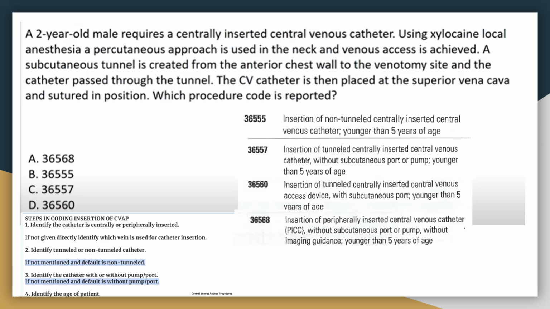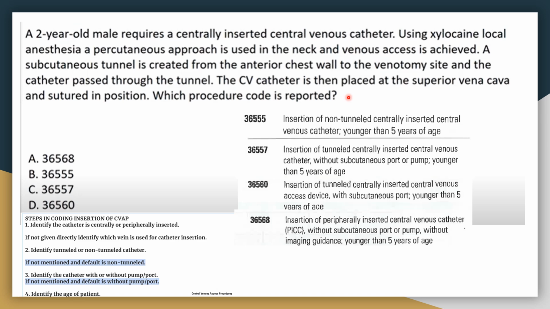A 2-year-old male required a centrally inserted central venous catheter. Using xylocaine local anesthesia, percutaneous approach is used in the neck and venous access is achieved. A subcutaneous tunnel is created from the anterior chest wall to the venotomy site and the catheter passed through the tunnel. The CV catheter is then placed at the superior vena cava and sutured in position. Which procedure code is reported?